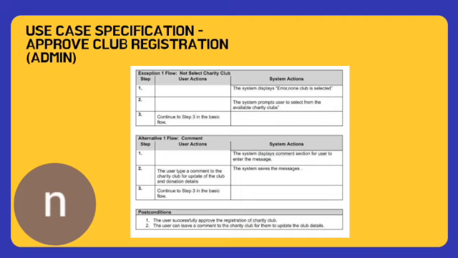For the post condition, the user successfully approved the registration of the charity club, and the user can leave a comment to the charity club for them to update the club details.